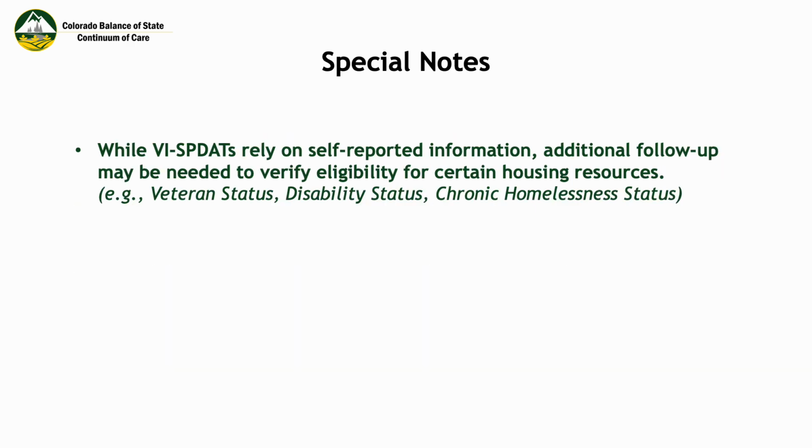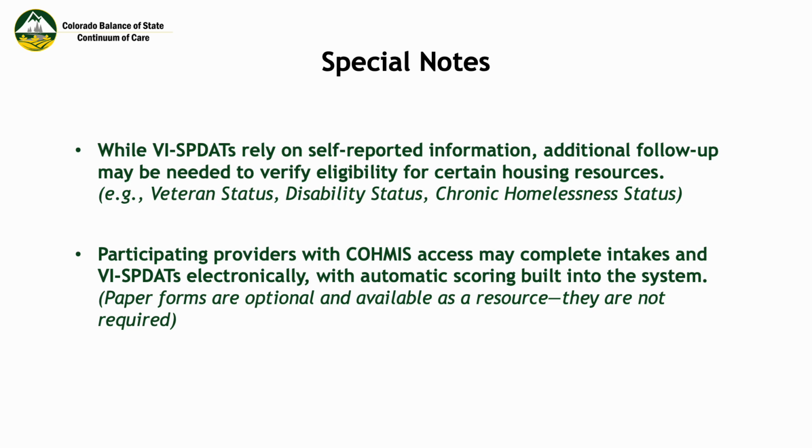Special notes. While VI SPDATs rely on self-reported information, additional follow-up may be needed to verify eligibility for certain housing resources. Things that may need additional verification could be veteran status, disability status, and chronic homelessness status. And participating providers with CO-HMIS access may complete intakes and VI SPDATs electronically with automatic scoring built into the system. Paper forms are optional and available as a resource, but they are not required.